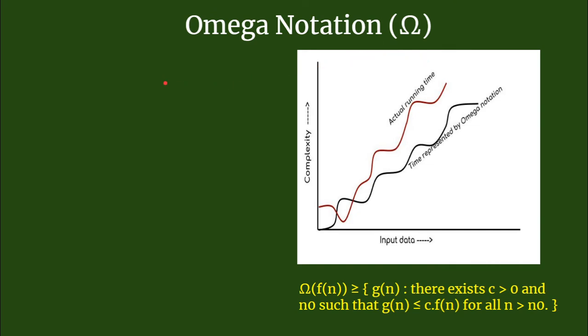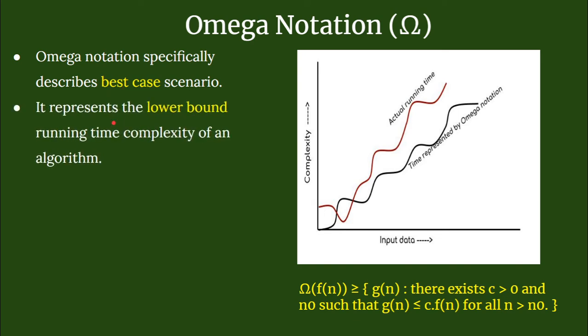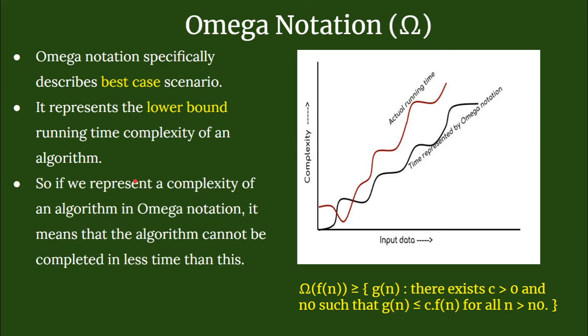So next is the omega notation. This omega notation always describes the best case scenario. It always represents the lower bound running time complexity of an algorithm. That means at the minimum time how the program can execute and show the result. So if you represent the complexity of an algorithm in omega notation, it means that the algorithm cannot be completed in less time than this. That means it always defines the least bound of the timings. So that's what is given in the mathematical notation.